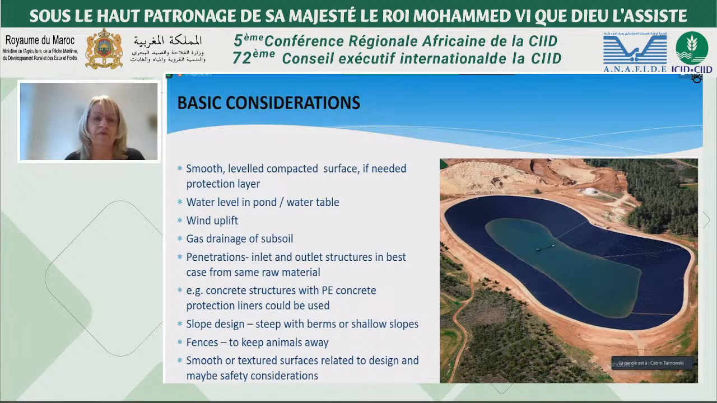It needs a smooth and level compacted surface. It might need a protection layer, which we learned is a geotextile. The water level in the pond and the groundwater table have to be considered. The wind uplift needs to be considered. Gas drainage below a geomembrane liner might be a good idea and should not be ignored.